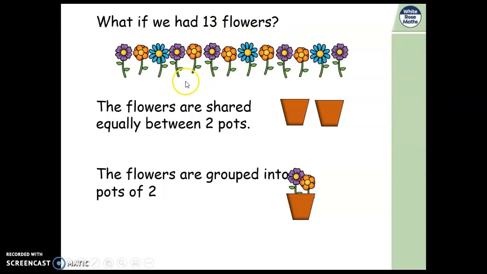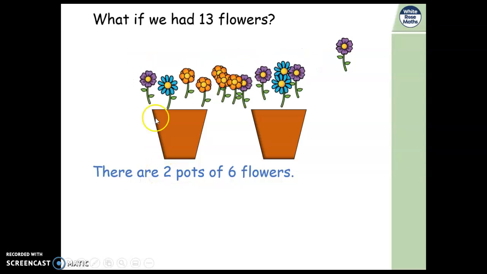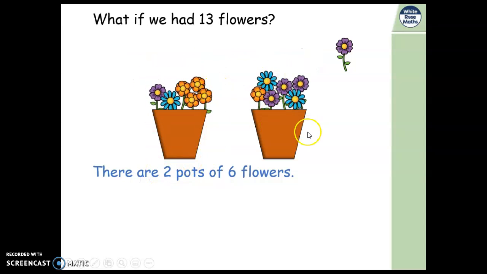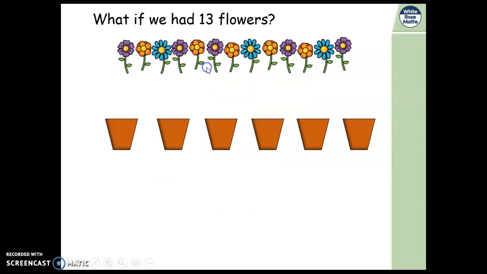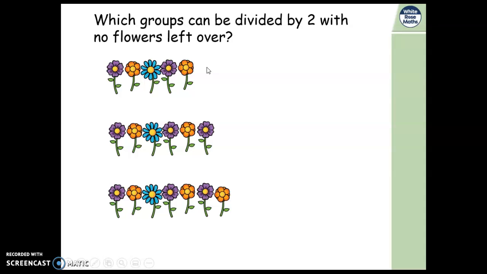What if we had 13 flowers? What would happen? So if we had 13 flowers, there'd be 2 pots of 6 flowers, and there is 1 flower left over. Same again. 6 pots of 2 flowers, there is still 1 flower left over.